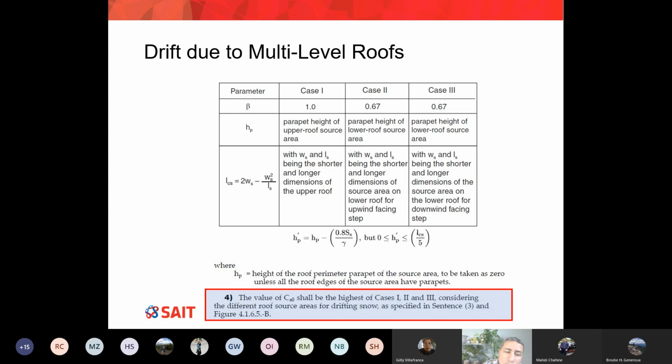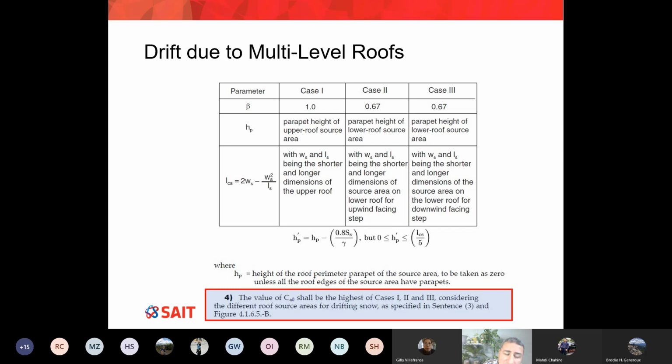Also for the calculation of L sub CS, it is equal to 2W minus W squared over L. And remember, this is for the source. So in case number 1, the source is the higher roof, and that's why I need to use the dimensions of the higher roof. In case number 2 and number 3, they are different areas of the lower roof, and we need to use those dimensions to figure the L sub CS.